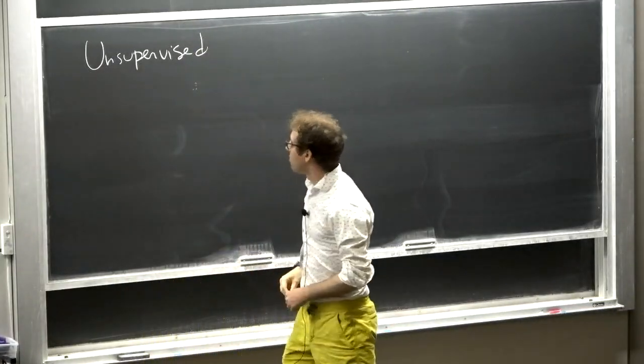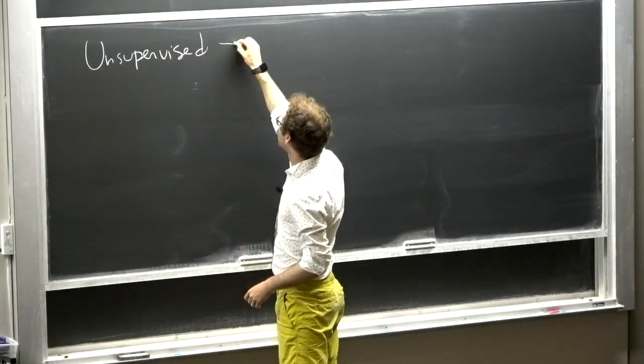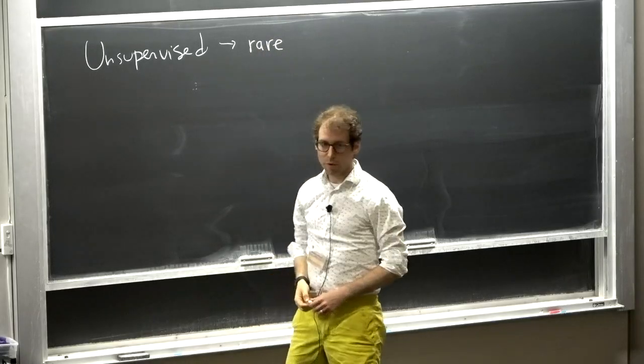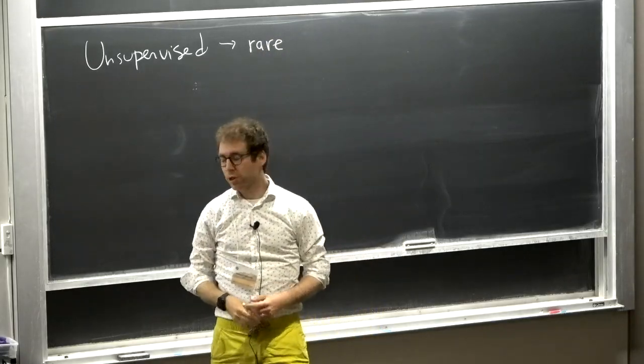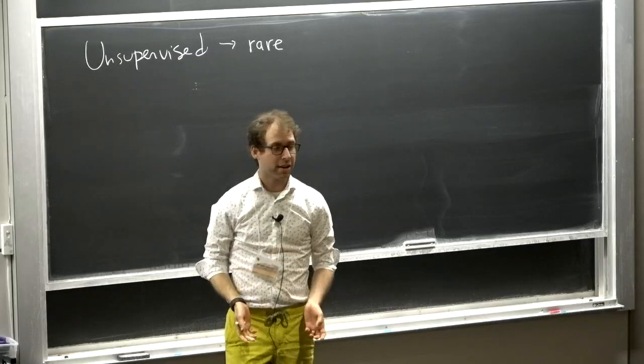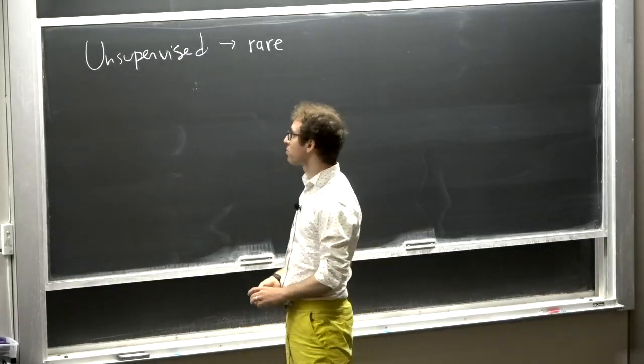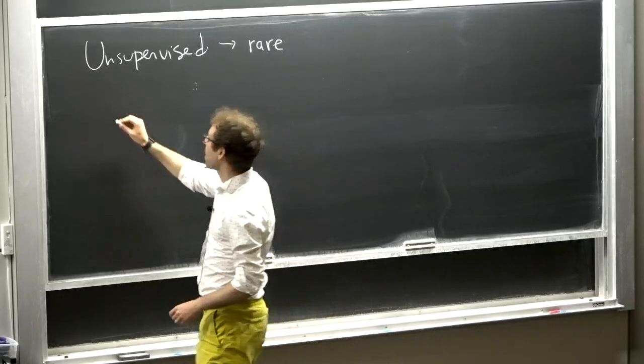OK. So here, usually we're looking for things that are rare. If we're looking for things that are rare, which means they have low likelihood, we need to be able to estimate the likelihood. And there's sort of two ways of doing that. You could do it explicitly.